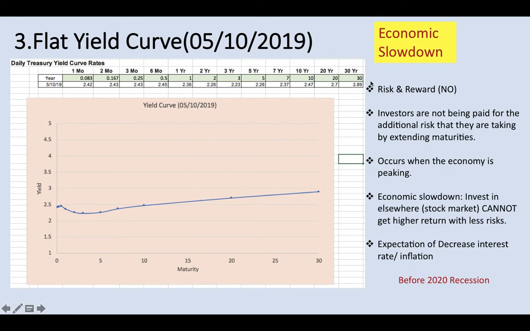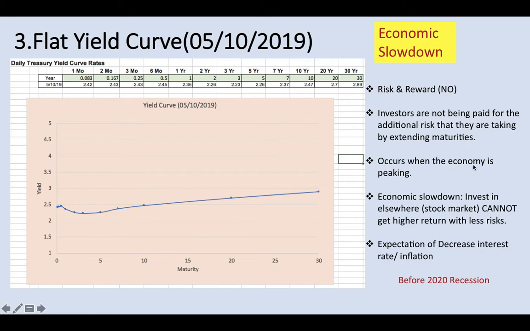They are almost indifferent. Can you imagine you holding 1-month bonds versus 30 years, you don't get a difference? You hold 30 years, you won't get a higher return. So basically, the risk reward is not holding here, right? Investors are not being paid for the additional risk that they are taking by extending maturity.